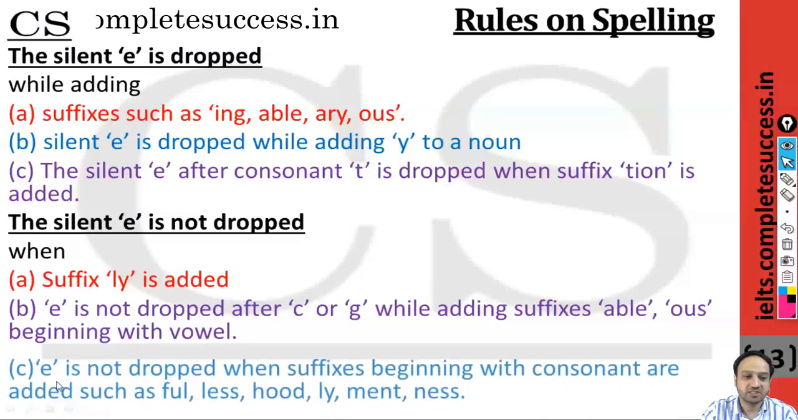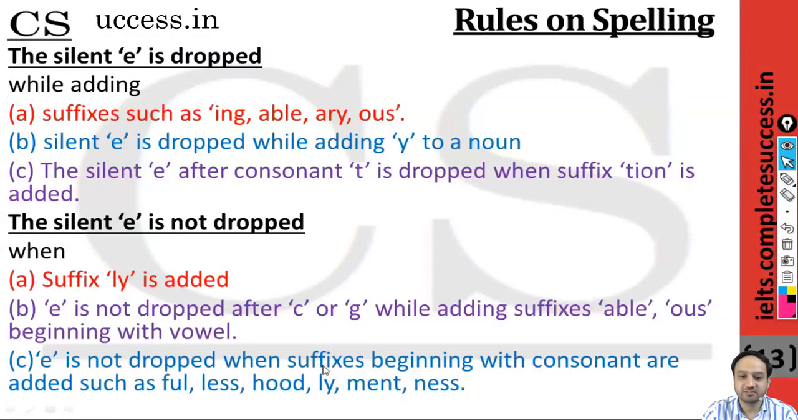And the last portion is: e is not dropped when suffixes beginning with consonants are added, such as ful, less, hood, ly, ment, and ness. All these suffixes start with a consonant. So when we add these, we do not drop the letter e. So this is a quick recap.